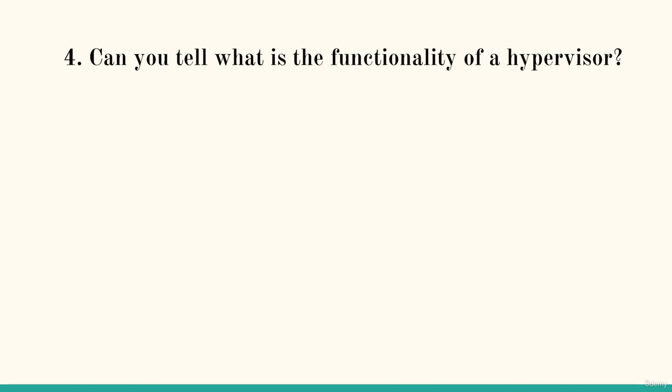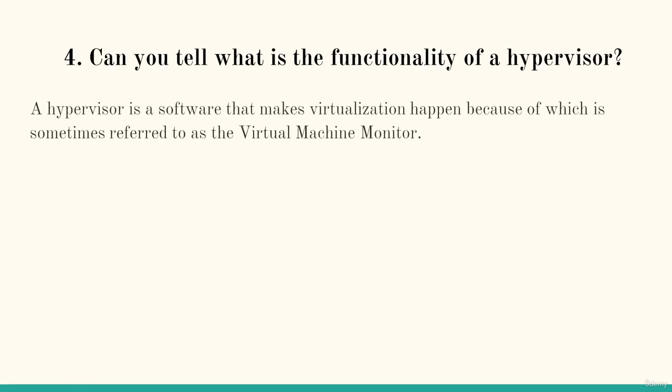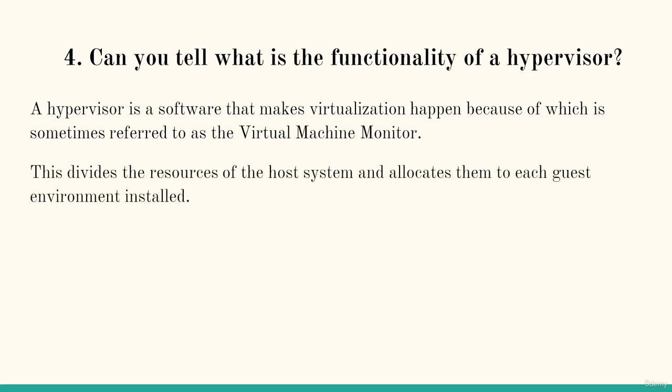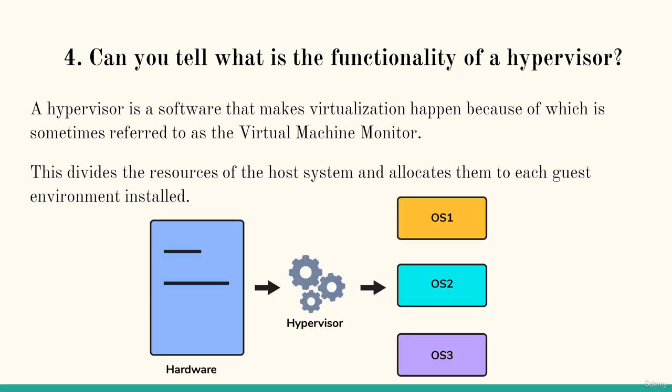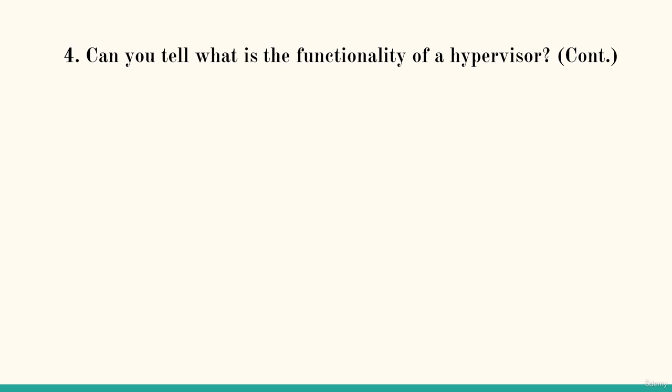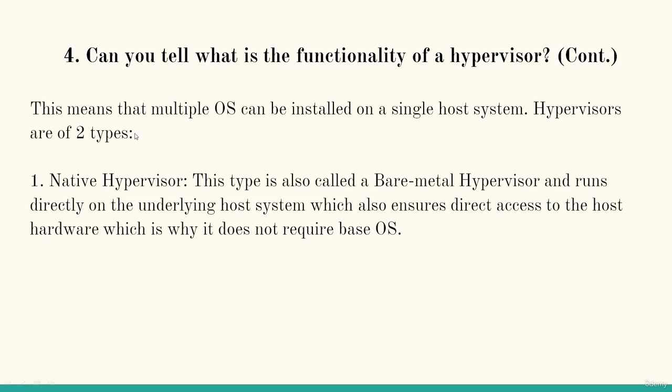Can you tell what is the functionality of a hypervisor? A hypervisor is software that makes virtualization happen, because of which it is sometimes referred to as the virtual machine monitor. This divides the resources of the host system and allocates them to each guest environment installed. So you can see here, this is the hardware, we have the hypervisor, and we have OS 1, OS 2, OS 3. This means that multiple operating systems can be installed on a single host system.